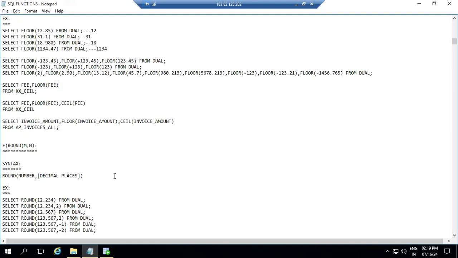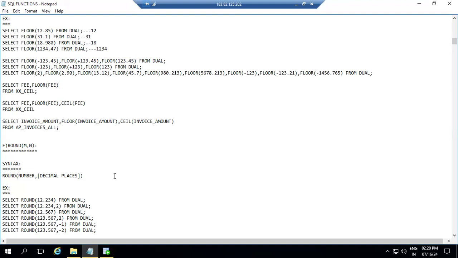The round function. We would have come across this round function, right? It is going to round a particular number. It returns a rounded value. This function returns the upper value if the specified value is equal to 0.5 or greater than 0.5. It returns the lower value if the specified value is less than 0.5, right? You would have come across this round in real time.